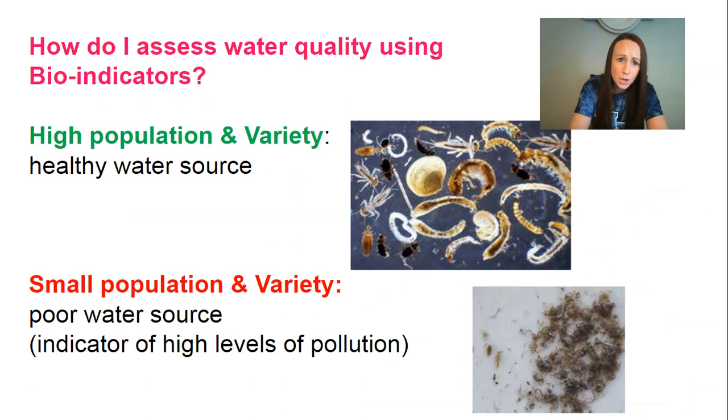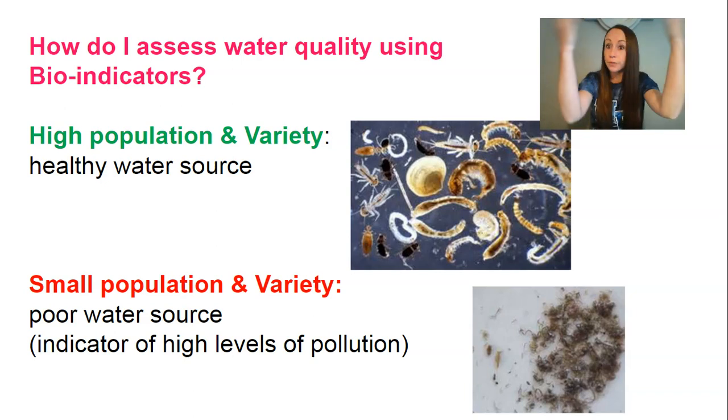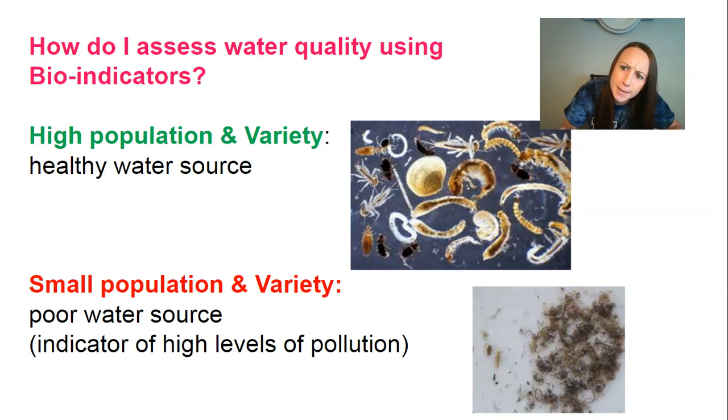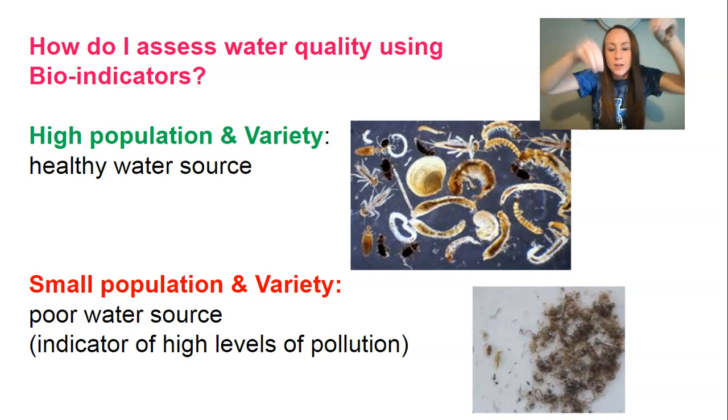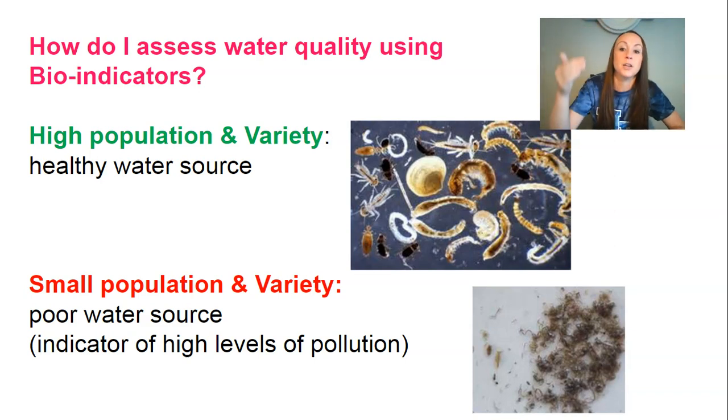All right. So how do I assess the water quality using bioindicators? It's called doing a bioassessment. Well, if you see a lot of them, then that's good. That means the water's clean. And if you don't see anything, and you see just maybe one or two, or you don't see any living things in there, that's bad. So you want a high number of them, so a large population and a whole bunch of different kinds. If you look at that picture right below me, things like that, good. The one below that, bad.